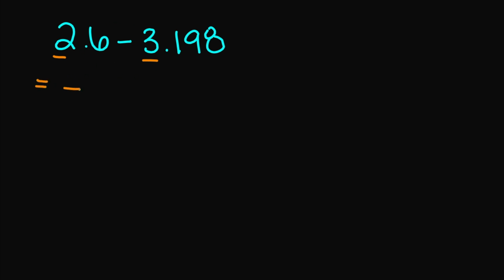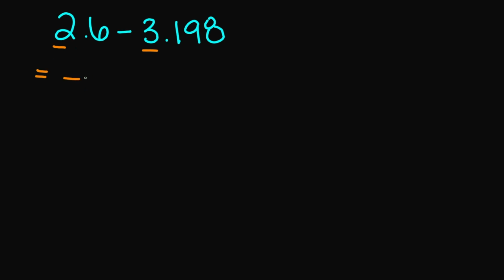Today we'll be reviewing subtracting larger decimals from smaller decimals and looking at the proper way to actually subtract these types of problems. So the first example that we have is 2.6 minus 3.198. Just looking at this example here, we see that 2 is less than 3. So we know that when we are subtracting this problem that we already will receive a negative answer.